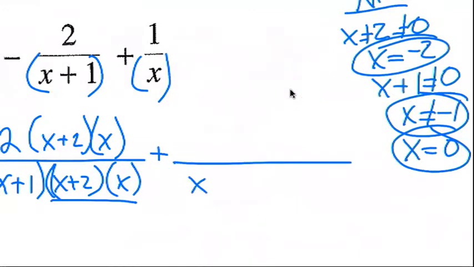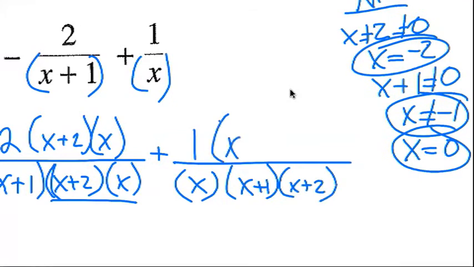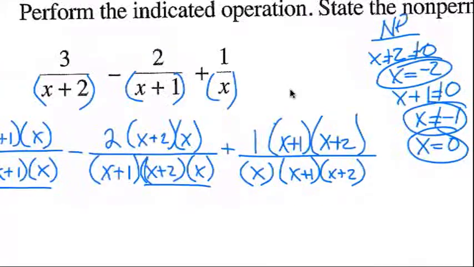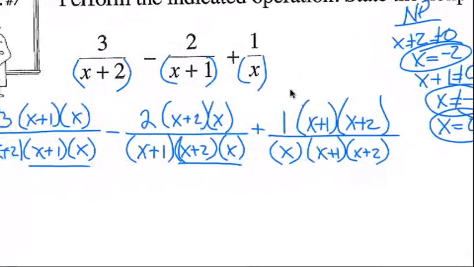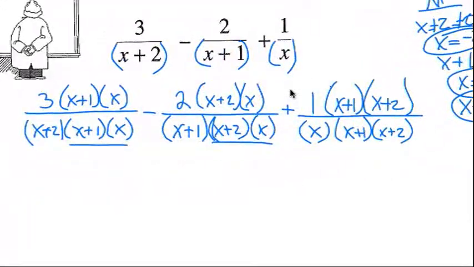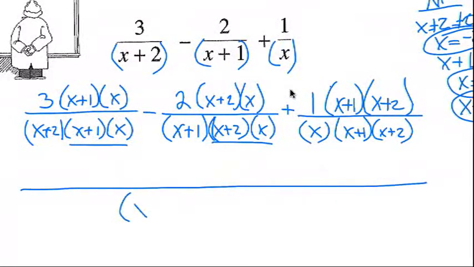x was already here. 1 was already here. I have to multiply in x plus 1 and x plus 2. x plus 1, x plus 2. Sometimes that helps. It doesn't matter to me, but sometimes it helps, just writing it that way. Okay. Now they're all on the same denominator. x, x plus 1, x plus 2.